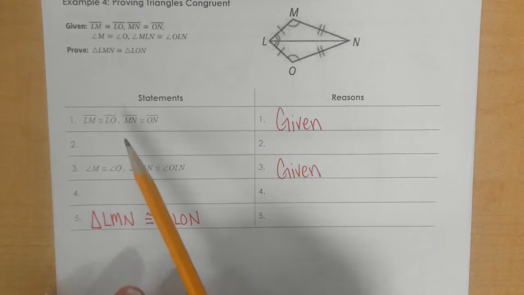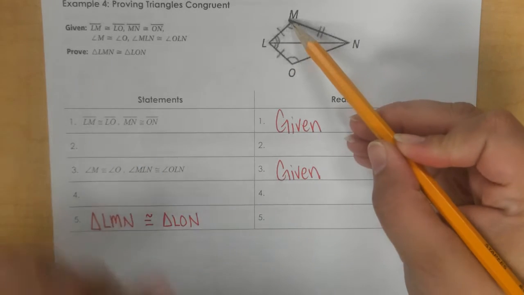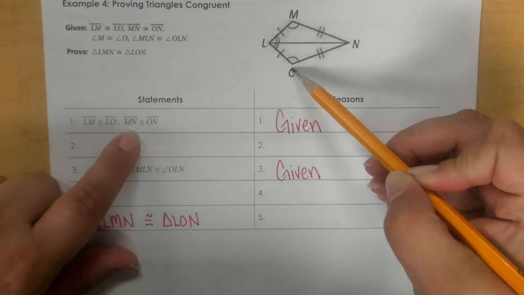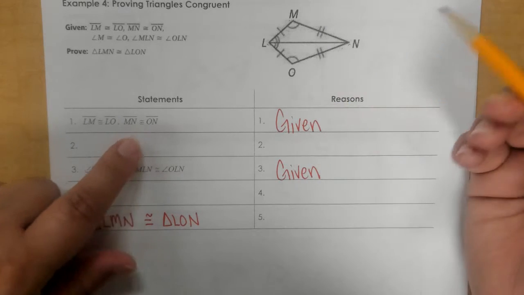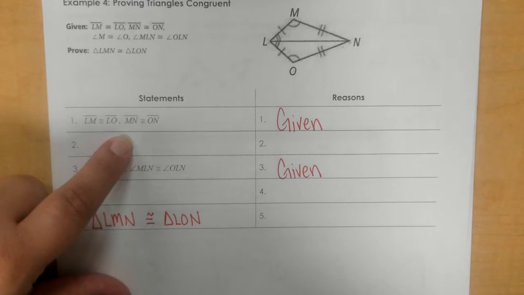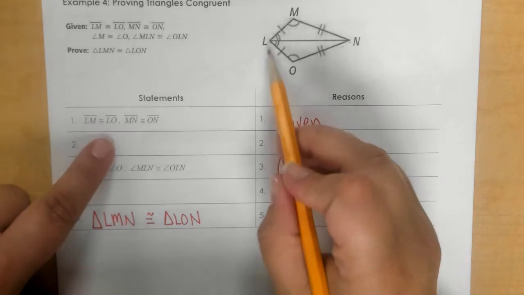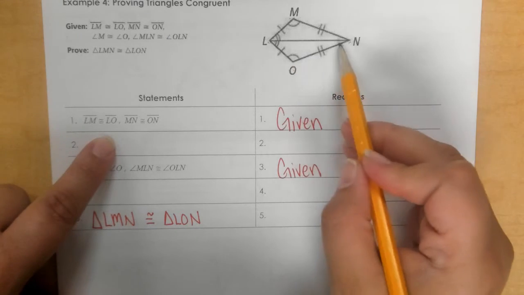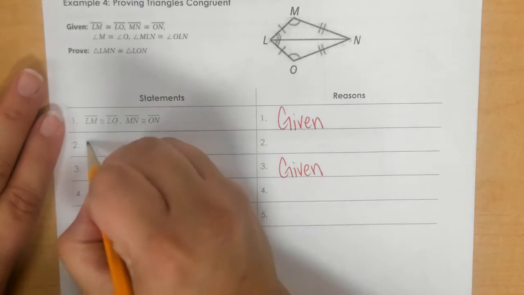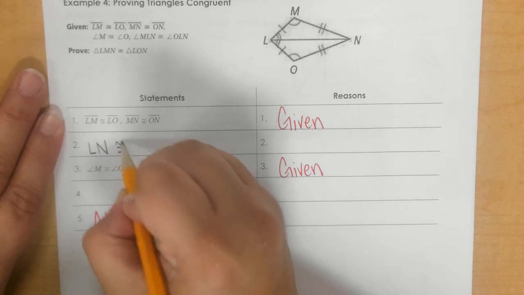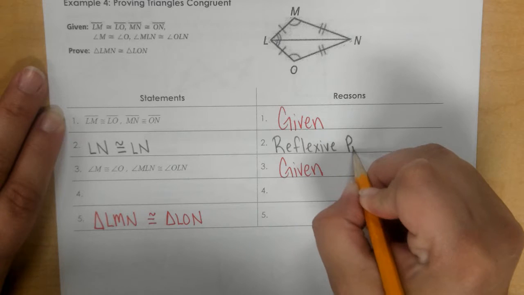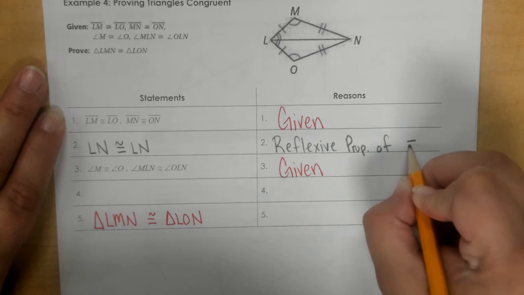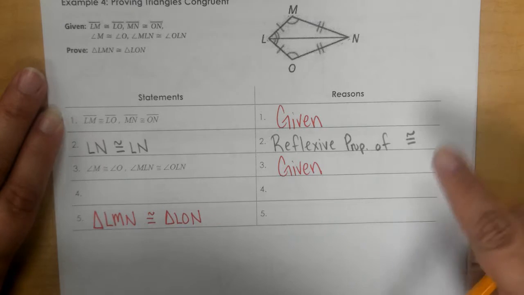So it says LM is congruent to LO. MN is congruent to ON. So we were given sides. What is the only side not given to us? Well, that would be LN. And as you can see, LN is shared by both triangles. So we could say that LN is congruent to itself because of the reflexive property of equality. And we discussed that in Unit 3.